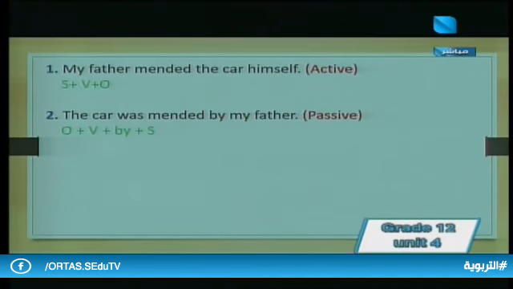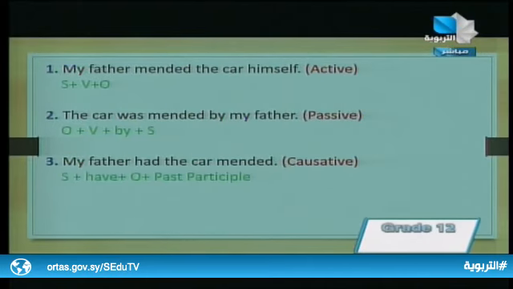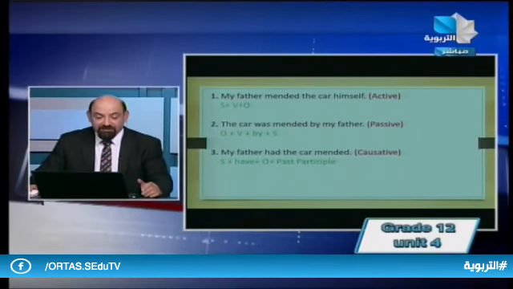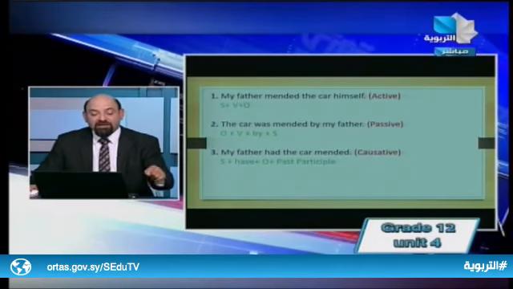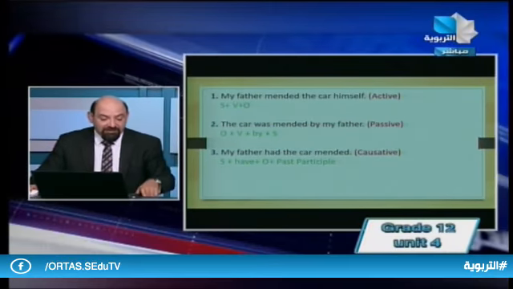The third one, the last one, is like my father had the car mended. This is the causative situation. Here we have my father, the subject, and the verb have or maybe get. Sometimes, if you like, use get, and the object, which is the car, and verb 3, past participle, which is mended. In fact, Mr. Hussam, we have many causative verbs in English, not only have or get.